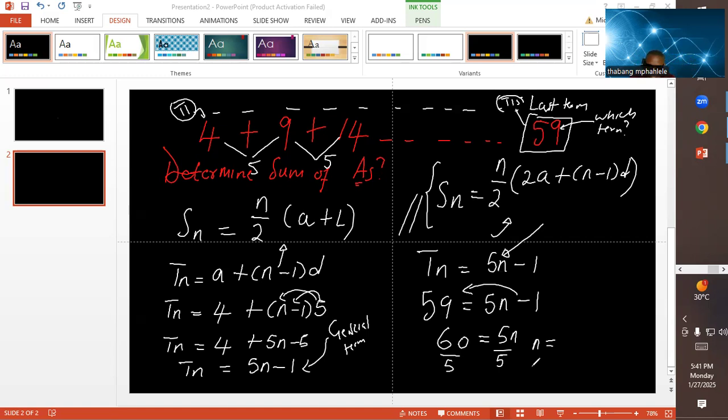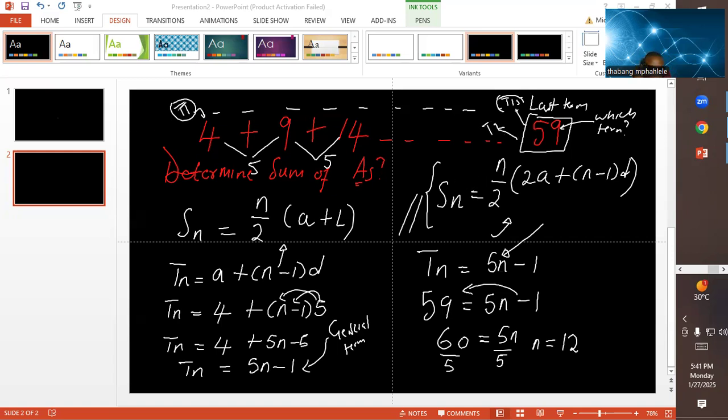Ooh, this is embarrassing. I don't know how much 60 divided by 5 is. But I know that it's something like 12. 60 divided by 5 should be 12. Yes, n is 12. It means that the value 59 is found on term number 12.